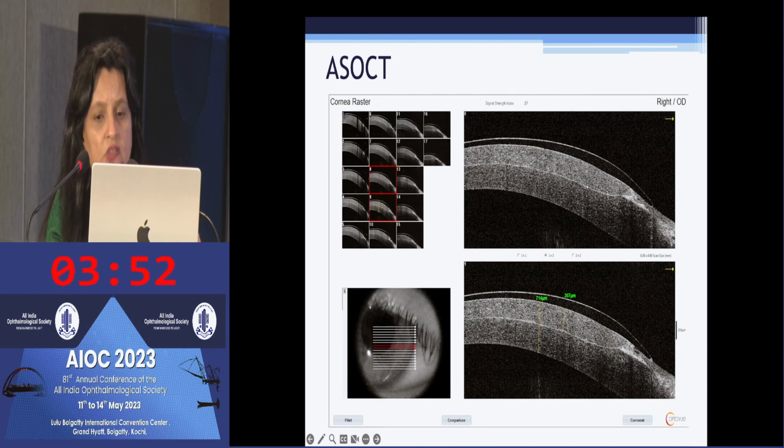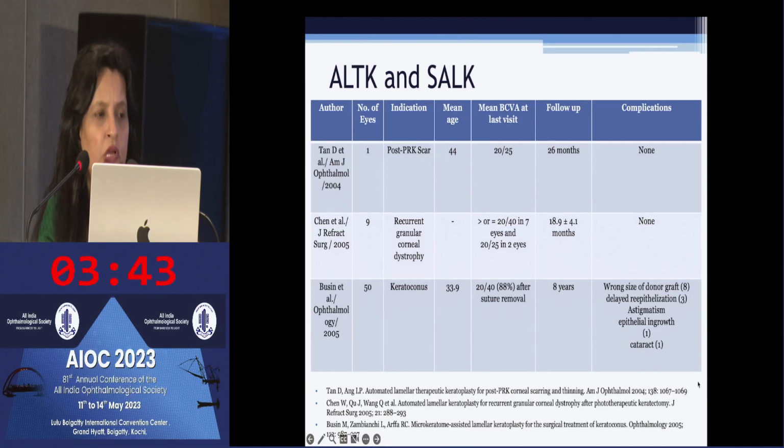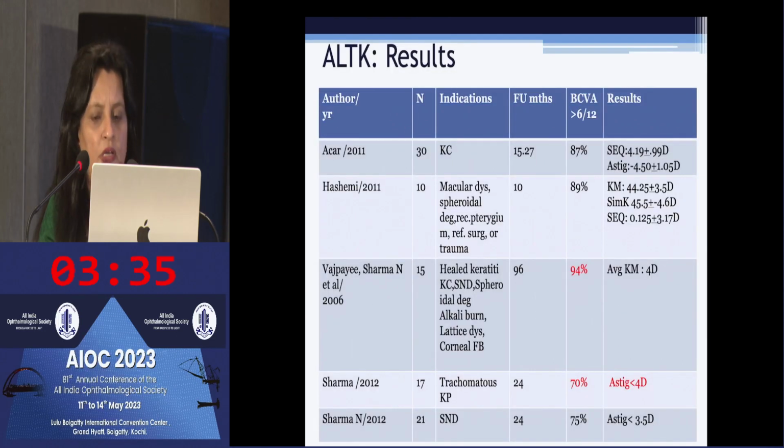And this is again to show in the post-operative period how well the healing at the graft-host junction as well as at the interface occurs with hardly any haze. But these are some of the results of ALTK and SALC which are available in literature. And again, the results are quite good. Best corrected visual acuity of 6/12 or better is seen in 70 to 94% of the cases, and most cases would have astigmatism of less than 4 diopters.